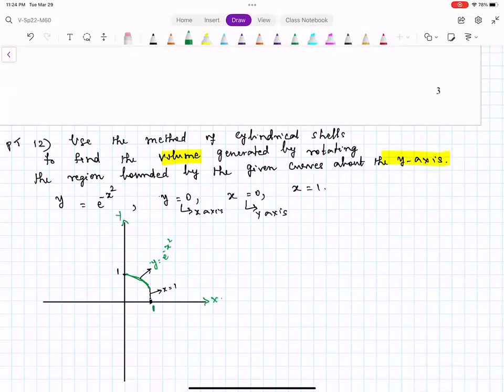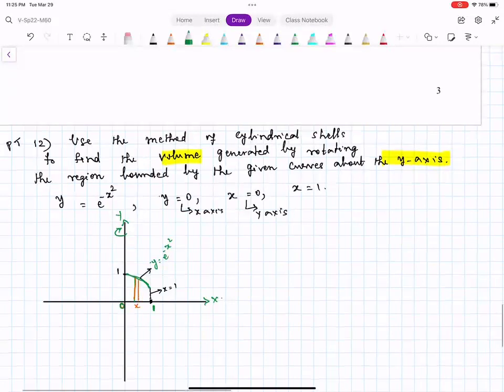So this is the region that we are interested in, and we want to rotate this about the y-axis. So now we want to make a cylinder. We want to place a cylinder at a distance x from the origin. We want to use the cylindrical shell method. We will divide this interval 0 through 1 into a number of partitions, and we consider the ith subinterval, and we place a cylinder at a distance x from the origin, x from the axis of rotation.